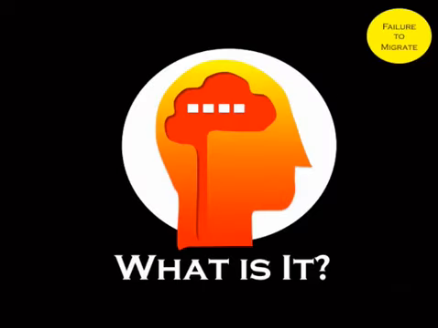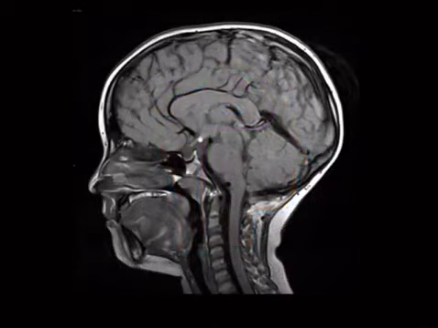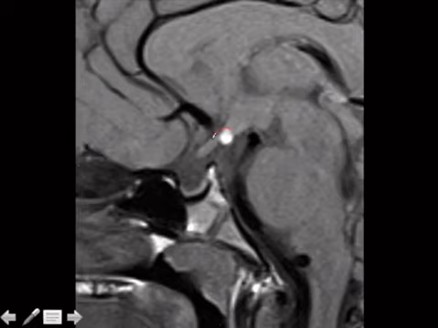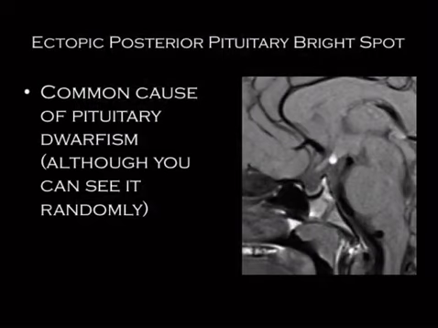Okay, so next failure to migrate case. Let's take a zoom in here. We've got a good view of the pituitary, and instead of having the normal bright posterior pituitary bright spot here, we don't see it as we're looking around, and notice it's there. It doesn't belong there. So this is a common cause of pituitary dwarfism, although you can see it randomly.